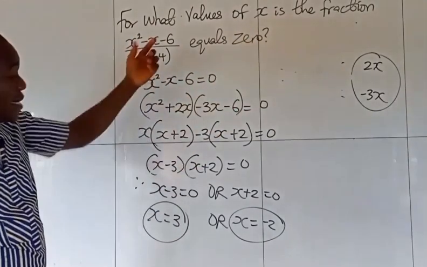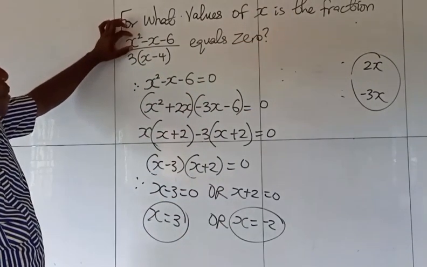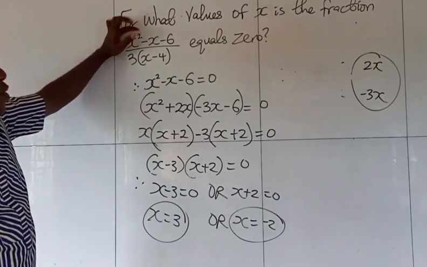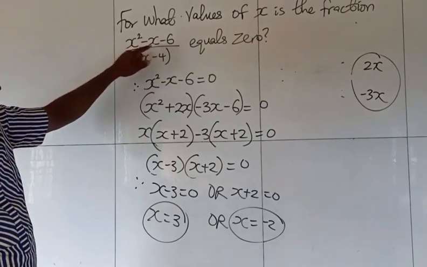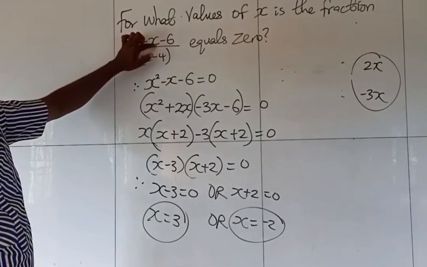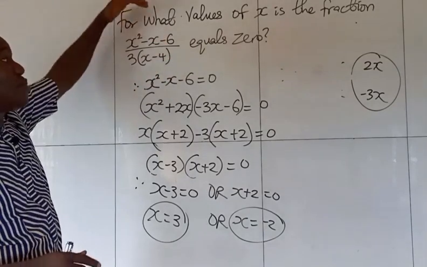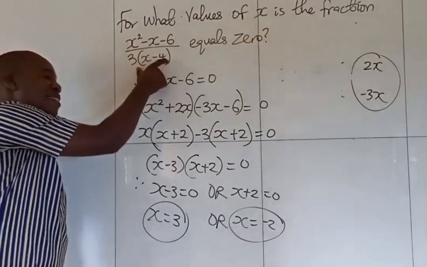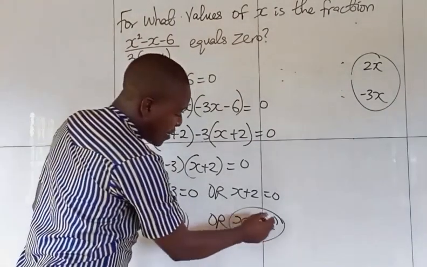We can also replace x with minus 2. When you replace x with minus 2, you have minus 2 squared, which is minus 2 times minus 2, that is 4. Then when you replace with minus 2, you have minus minus 2, which is plus 2. So 4 plus 2 is 6. And 6 minus 6 is 0. So this becomes 0. The entire fraction becomes what? 0. So for this fraction to be 0, x must be 3 or x must be minus 2.